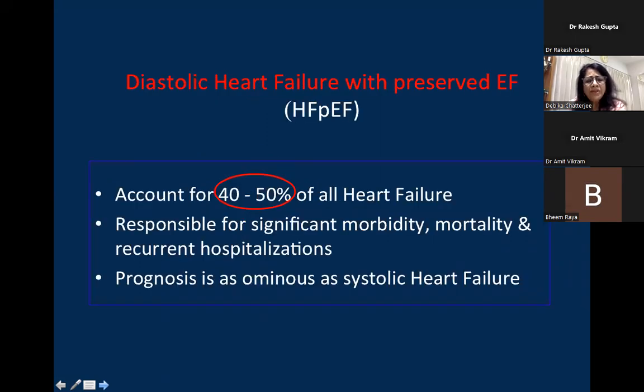So this particular patient is in diastolic heart failure with preserved ejection fraction, an entity known as HFpEF, and it accounts for around 50% of all heart failure, responsible for significant morbidity, mortality, and recurrent hospitalization, and prognosis is as bad as systolic heart failure. So we need to know how we can identify the diastolic dysfunction by echocardiography.